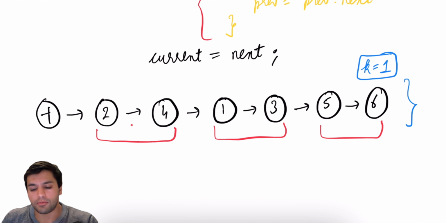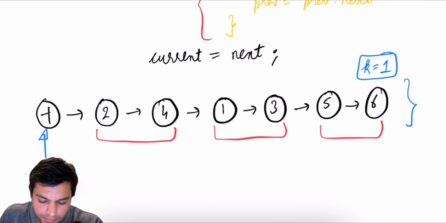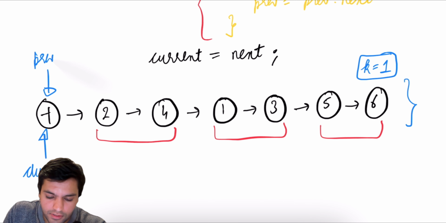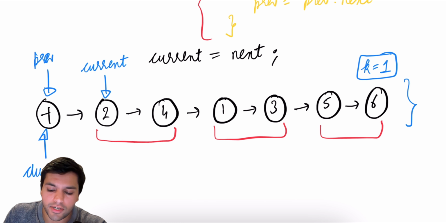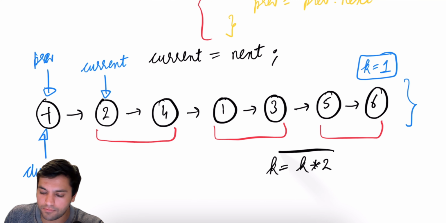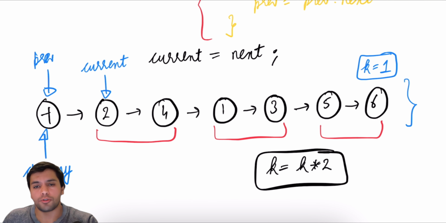As you can see, these subproblems of size 2 are already sorted. And now we have to start again from the beginning. So we have our dummy node here. I'll set my previous again to dummy, and my current would be equal to dummy.next. And now my k will become equal to k into 2. So now k becomes equal to 2.